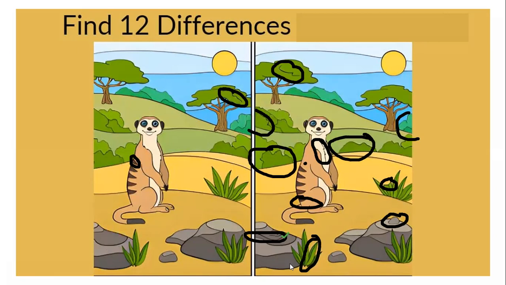It's near that rock. In picture A, the grass has four leaves. That's right. With picture B, it has five. That's right, correct. Okay, next, please.